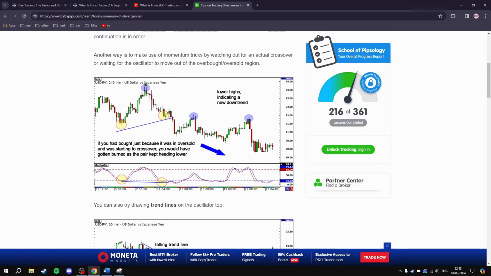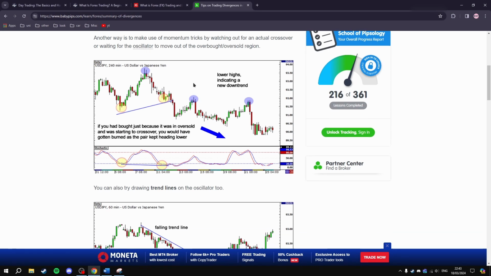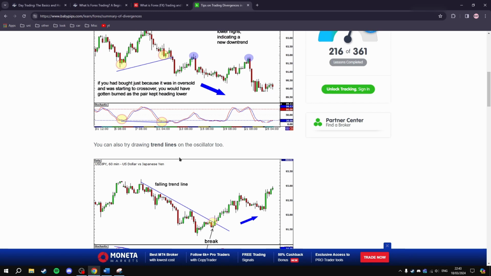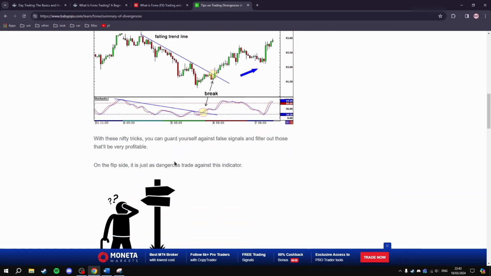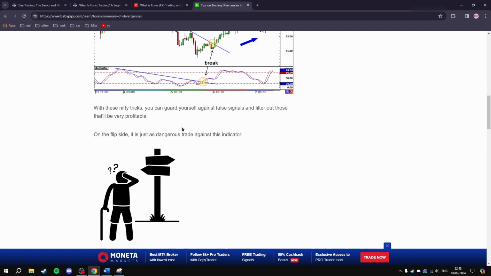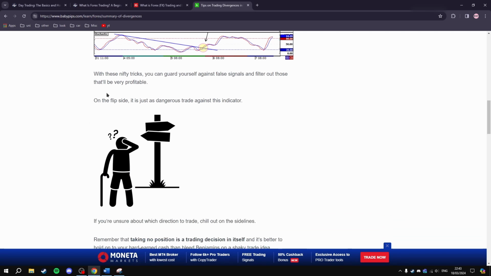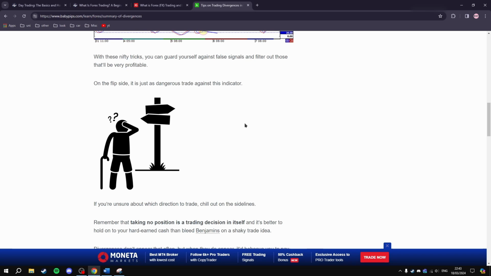Another way is to make use of momentum tricks by watching out for a natural crossover or waiting for the oscillator to move out of the overbought/oversold region. Yep, so we looked at this. You can also try drawing trend lines on the oscillator too. Yep, we've done that as well. With these nifty tricks, you can guard yourself against false signals and filter out those that would be very profitable. On the flip side, it is just as dangerous to trade against this indicator.